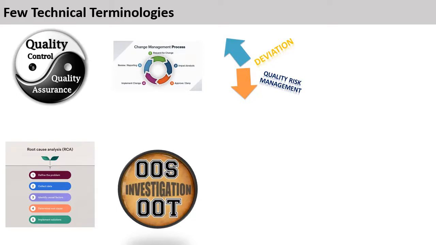OOT is the short form for out of trend result. In such cases, although the results are within specification but not in trend, investigation methodology is same as of OOS. So how to stop such failures from happening?